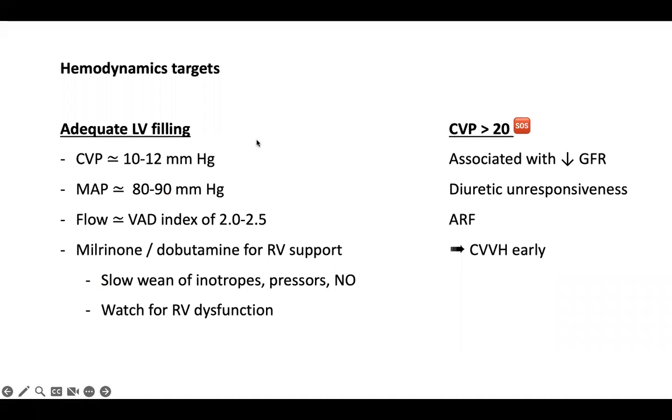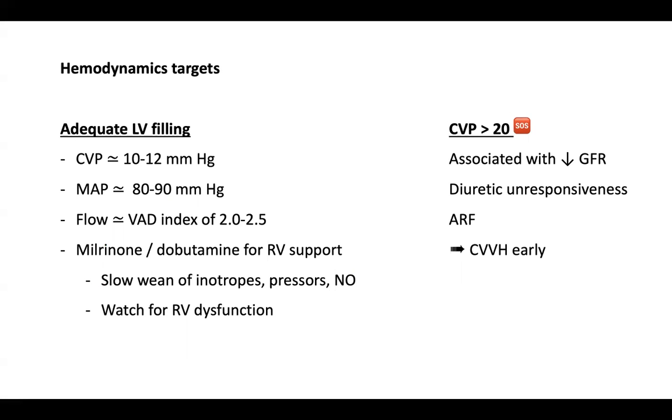So you can have some idea of hemodynamic targets you may want in the perioperative setting. Usually we aim for a CVP around 10, 12. A mean arterial pressure for the first couple of hours around 80. 90 is a little bit high, but 80, 90. The VAD flow indexed, we aim for 2 or 2.5.